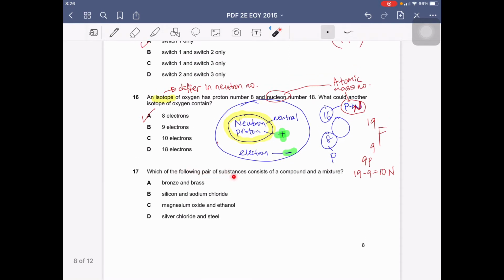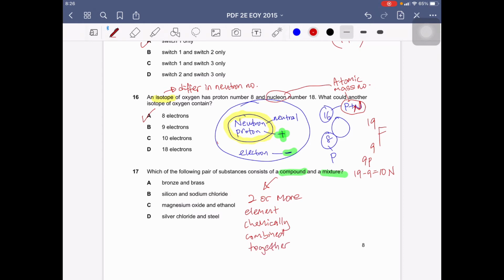Now, which of the following pair of substances consists of a compound and a mixture? The word compound, let me highlight compound and then mixture. Compound is two or more elements chemically combined together. And mixture is like your rojak. It is without chemical bonds. They are mixed together, but there's no bonds being formed.